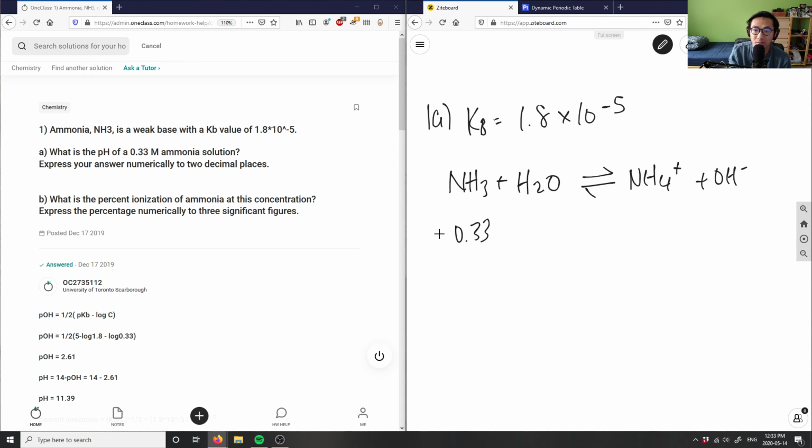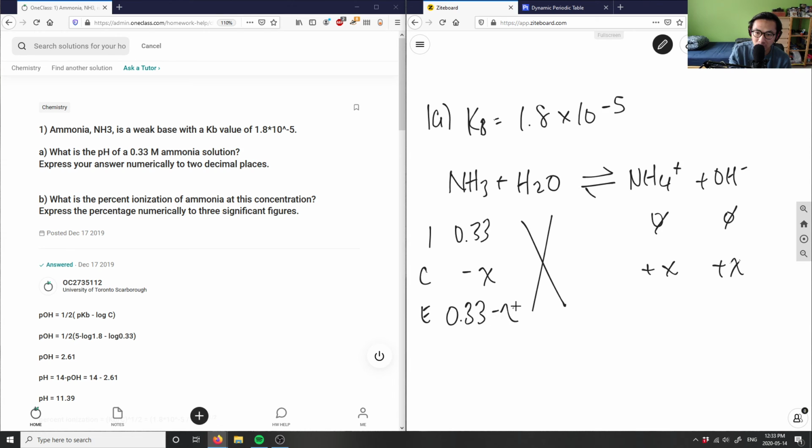And then what I'm going to do is, again, my ICE table. I don't care about the water here. I start with 0 here, and 0 here. And I'm going to subtract some concentration, X, from the ammonia and add X and add X. So at equilibrium, it's 0.33 minus X, I have X here and X here.